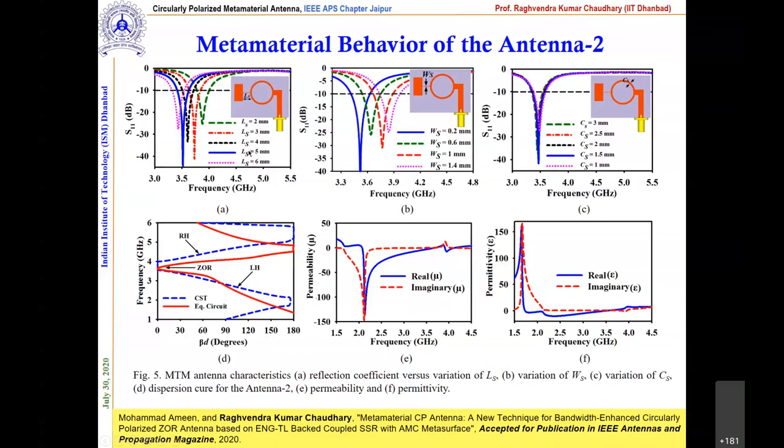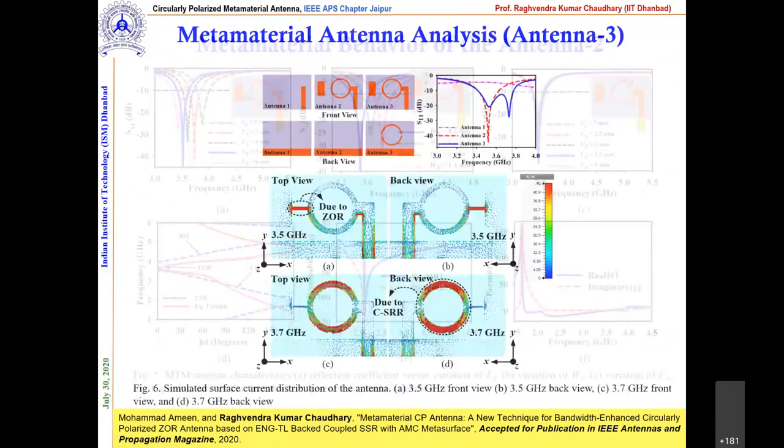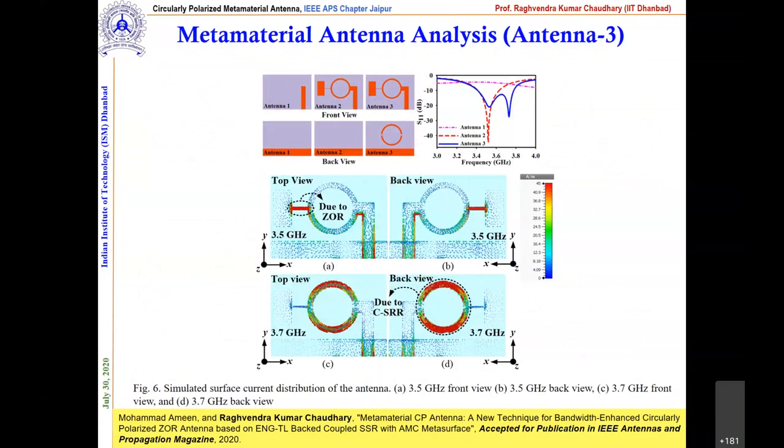And further, we validated with the equivalent circuit and all, and we found that the dispersion diagram and other things are quite clear. Now here you can see one of the proofs for these antennas. If you plot the surface current, ZOR is mainly due to the shunt elements, and the shunt elements come from this very thin line, correct? And if you plot at 3.7 gigahertz and see the back view, the single split resonator is responsible for all of this. So we can say that these two resonances you can individually control: the upper antenna geometry and this loading element.